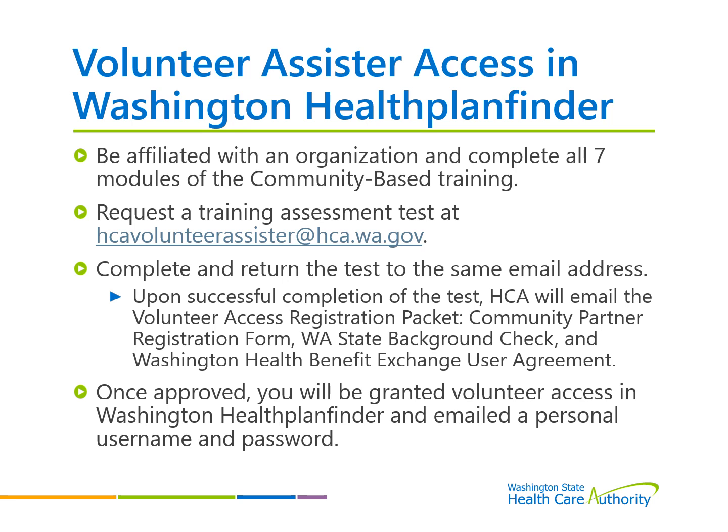Upon successful completion of the test, HCA will email the Volunteer Access Registration Packet, which includes a Community Partner Registration Form, a Washington State background check, and Washington Health Benefit Exchange User Agreement. Once approved, you will be granted volunteer access in Washington Healthplanfinder and emailed a personal username and password.